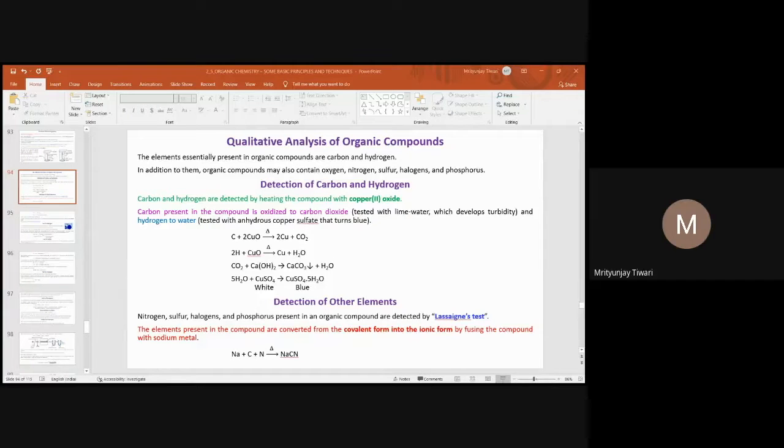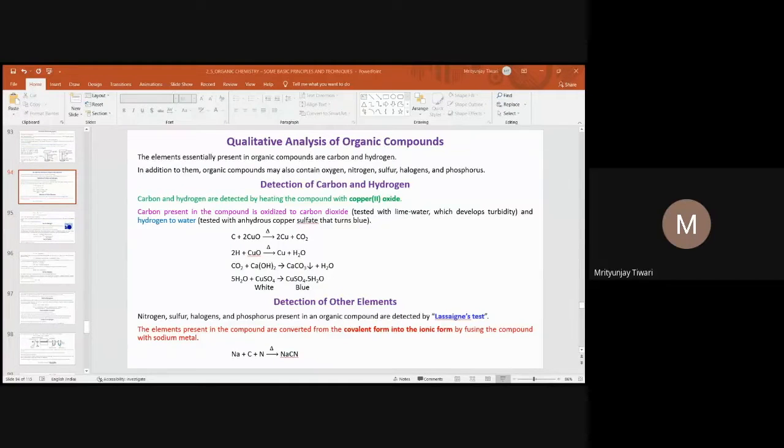Then let us now look into the Kjeldahl method. In the Kjeldahl method, the organic compound is heated with concentrated sulfuric acid. There are three steps of this method. The first step is called the digestion step, the second step is called the distillation step, and the third step is called the titration step. So initially the digestion step, then the distillation step, and finally the titration step.